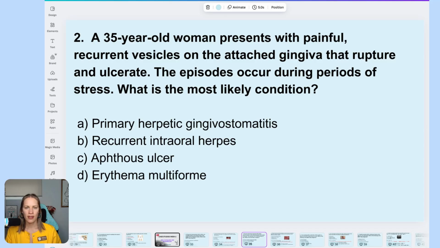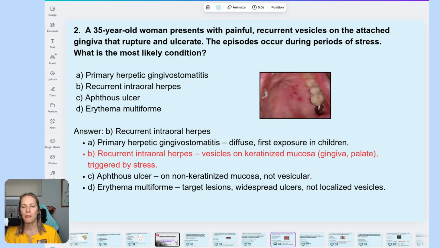Some oral pathology, there's not going to be ulcerations, but they're going to look like skin tags or a cyst-like appearance. But in this case, it's not that, it ruptures. So it was filled with something and then it ruptures, but now it's an ulcer. So it's ulcerative. Okay, so there's one of these here. Now, it happens during periods of stress. So that's also important to note. So, having all of that said, would it be A, B, C, or D? So the answer is going to be B, recurrent intraoral herpes.